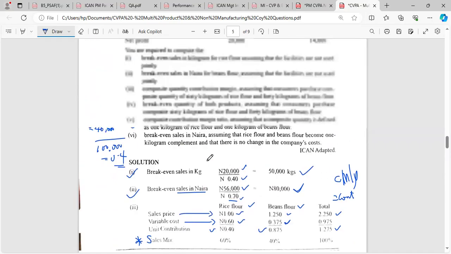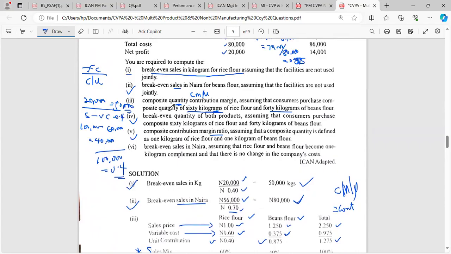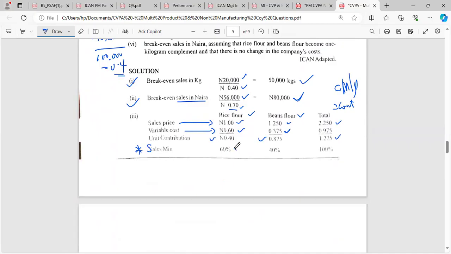What's the sales mix? They told us in the question that we are told 60 kilograms of rice and 40 kilograms of beans. So it is this that we are going to calculate now on this unit contribution. This is per unit contribution, the profit we are going to get if you sell 1 unit. When you sell 1 unit of rice, this is the contribution you are going to get, 0.4. If you sell 1 unit of beans, that is 1 cup or kilogram of beans, you're going to get 0.875. So we are going to do 60% of this 0.4 and 40% of this 0.875.